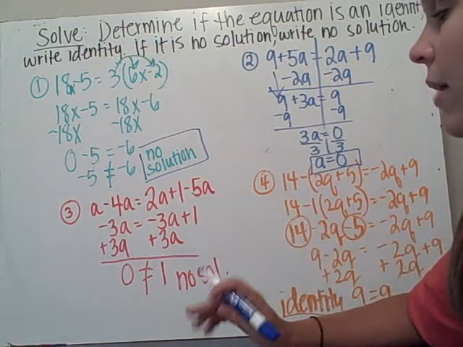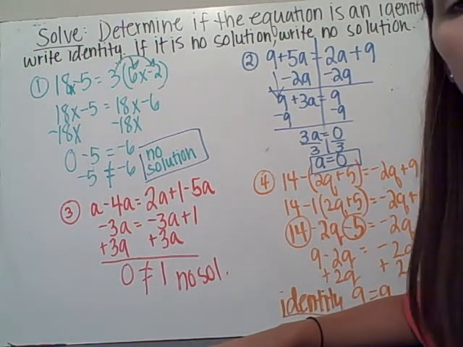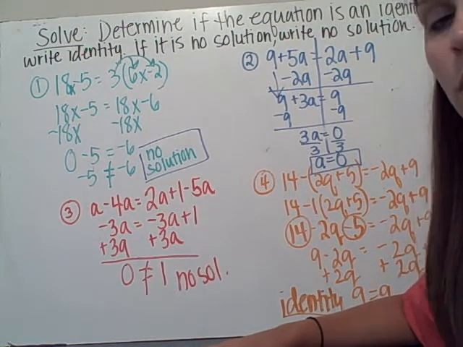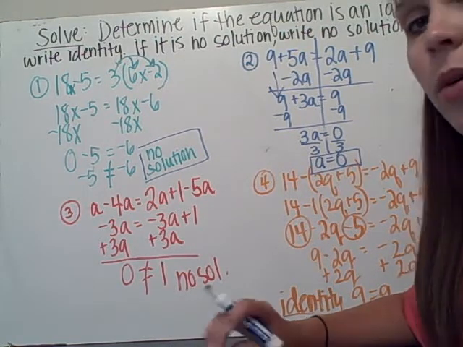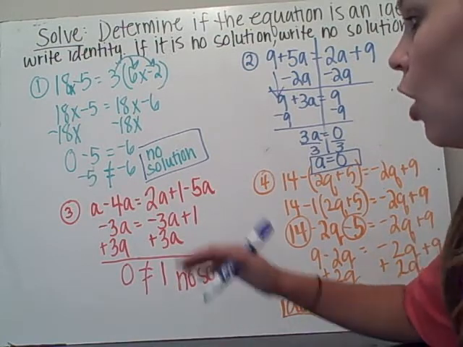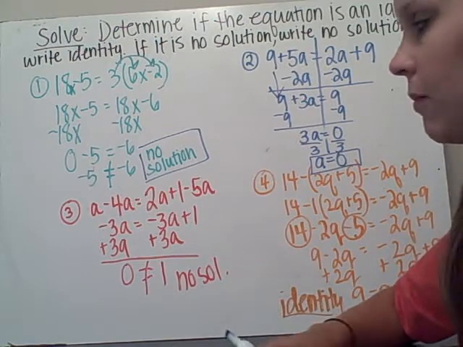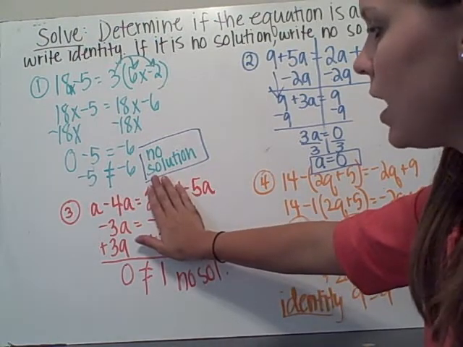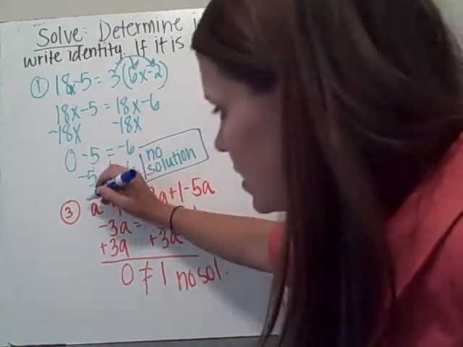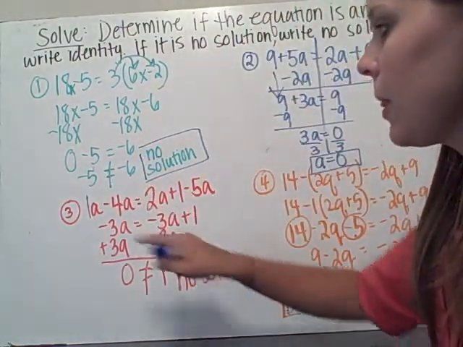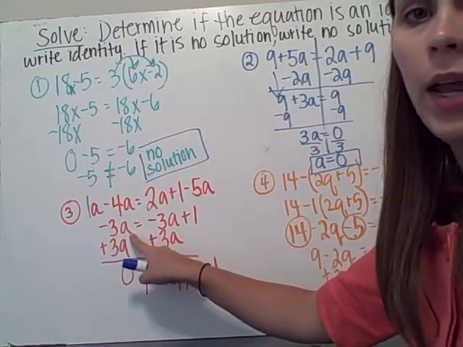Number 3, we have a minus 4a equals 2a plus 1 minus 5a. We do not have any parentheses, so we will not distribute. We have no fractions, so we don't have to worry about getting rid of those. We do need to see if we have like terms on either side of our equal sign. So I cover up the right-hand side. A minus 4a, well, these are like terms. Remember, this is the same thing as 1a. So then 1a minus 4a gives me a negative 3a.